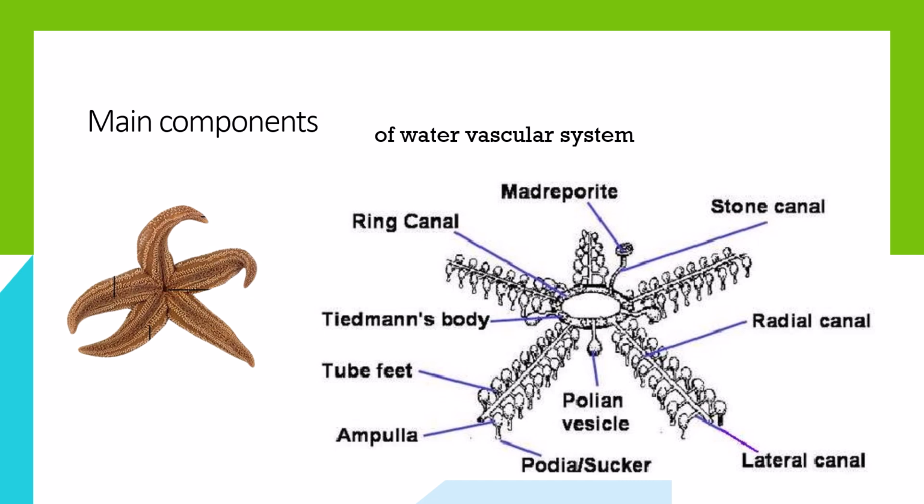Apart from the tube feet, you can observe here there are Tiedemann's bodies and Polian vesicles. So let us explore what these components are and how they help in the movement of the starfish, as well as in respiration and to carry out various activities.